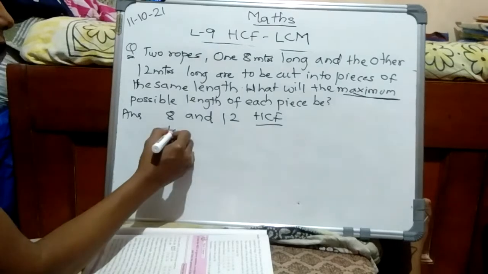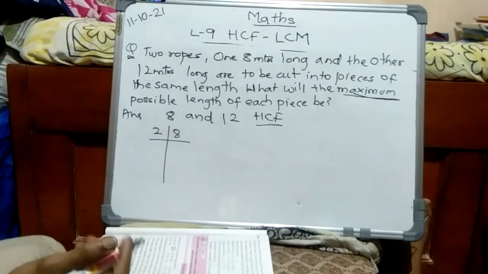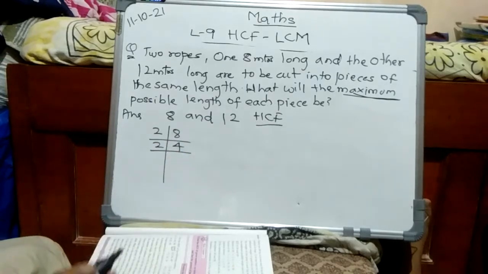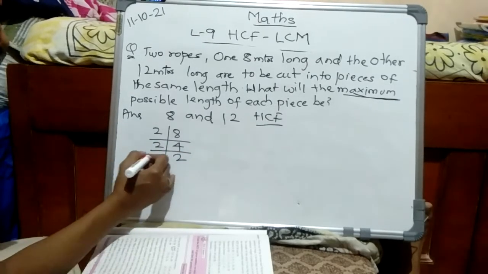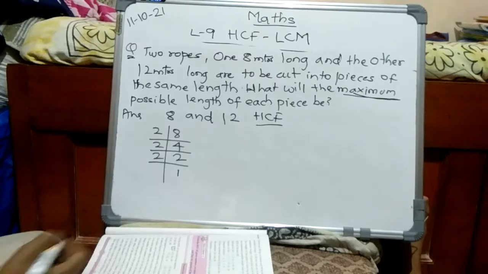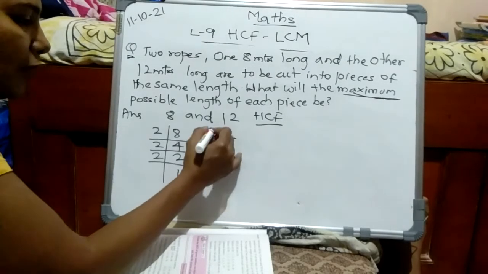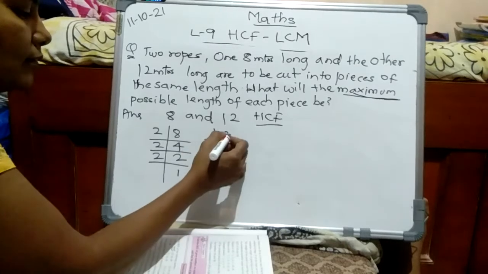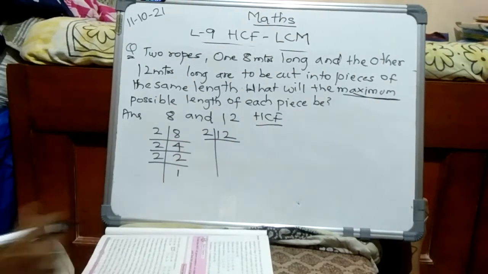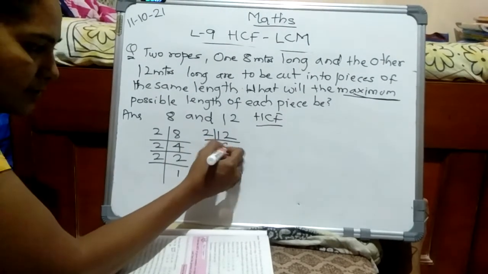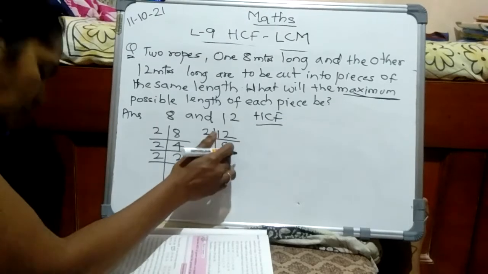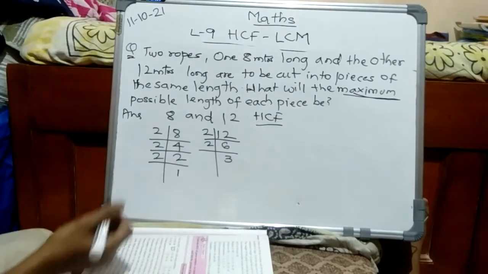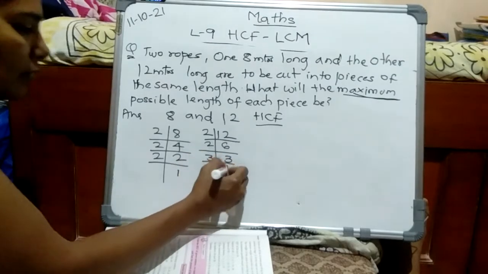First we will take 8. 8 goes in 2 how many times? 4 times. Then again 4 goes in 2 how many times? 2. So 2 ones are 2. Next is 12. 12, if we say 2, 2 6s are 12. Again 6 goes in 2 how many times? 3 times. 3 ones are again 3.